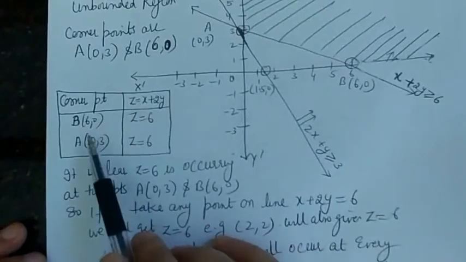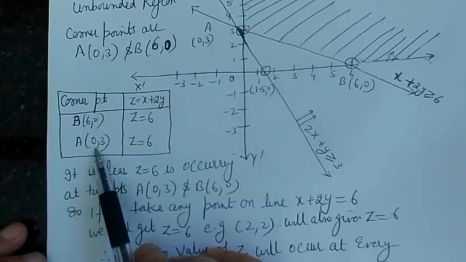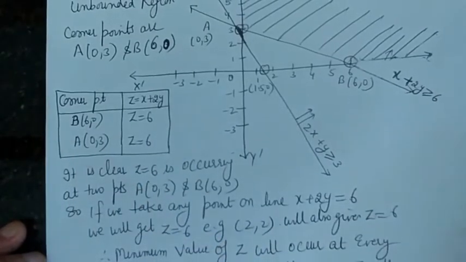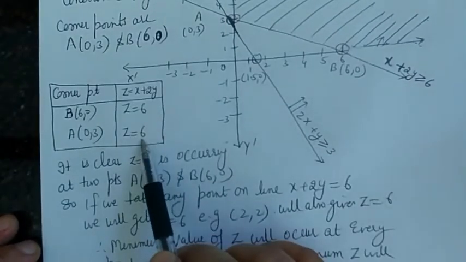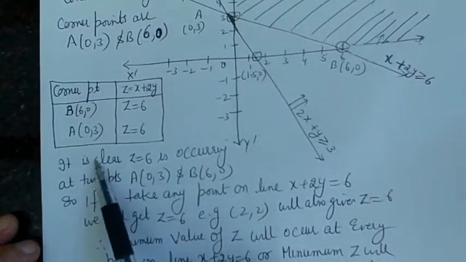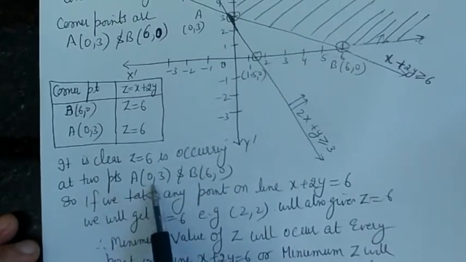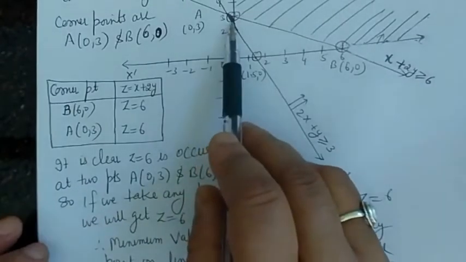It gives you for 6, 0, z is coming out to be 6, and at 0, 3, it is coming out to be 6. This is B (6, 0), and this is A (0, 3). Now see, what do you find? That z is equal to 6 is at 2 points. Okay. It is clear z is equal to 6 is occurring at 2 points, A (0, 3) and B (6, 0).